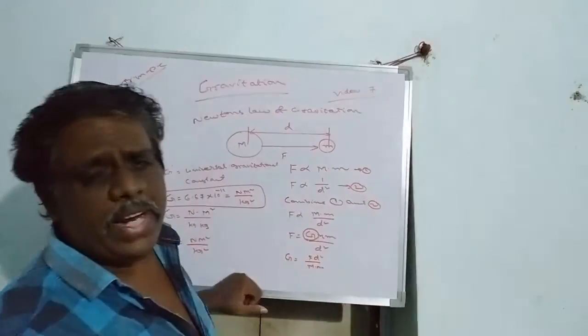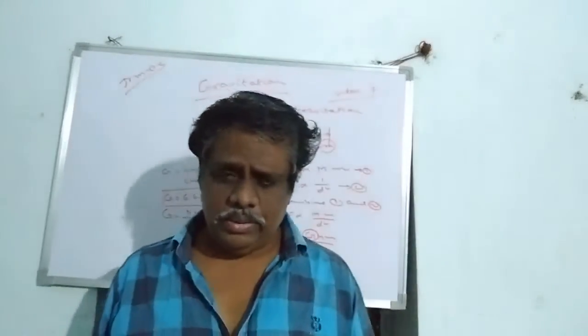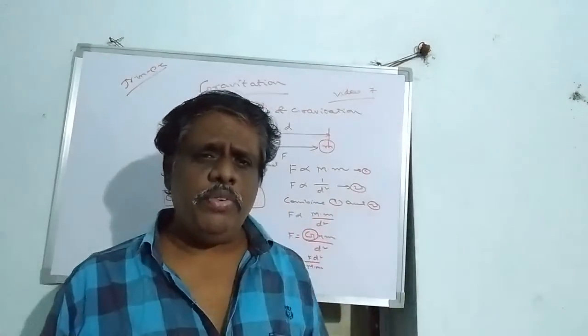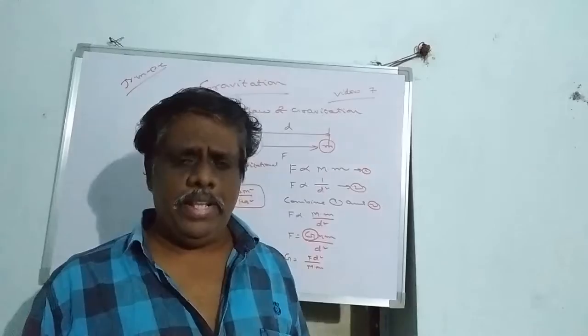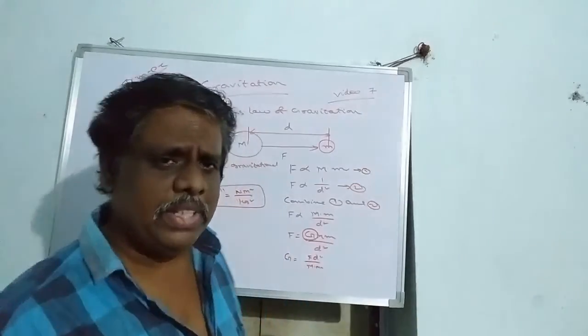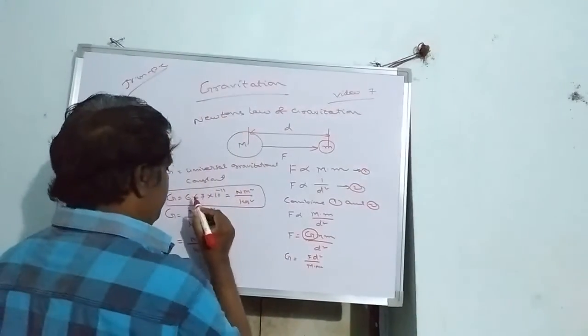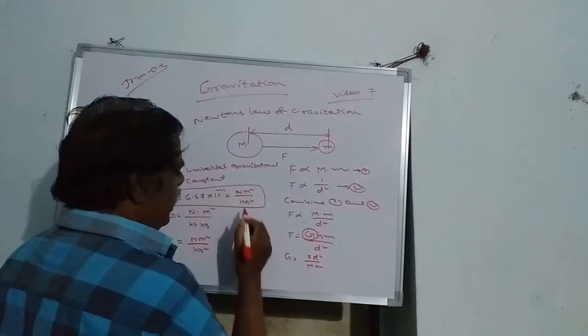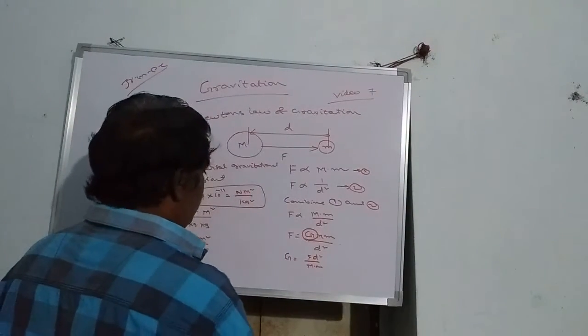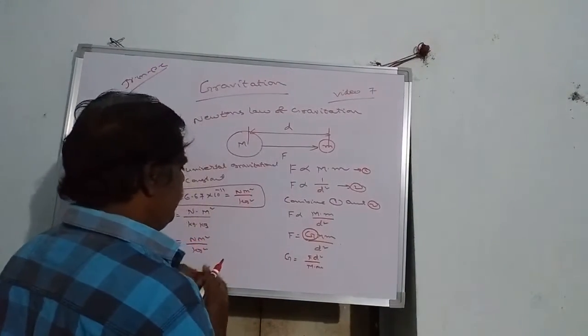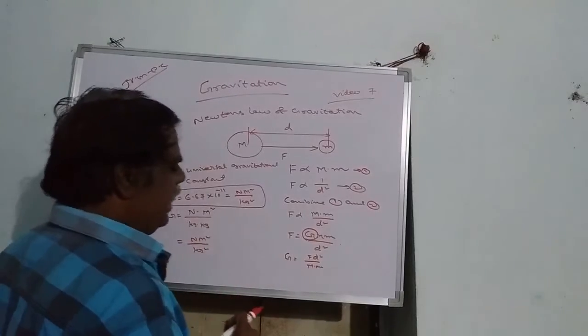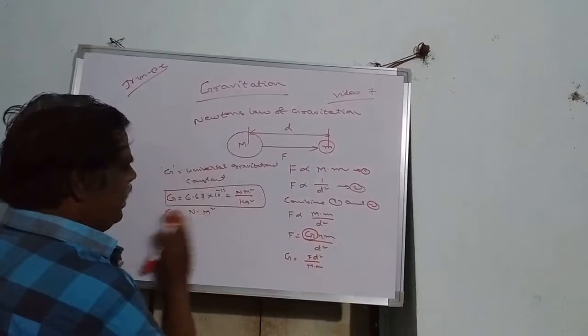It will be constant anywhere in the universe. It will not change from one place to another. What is the value of that constant? 6.67 into 10 power minus 11 Newton meter square per kg square. These are the units of capital G. So okay, next.